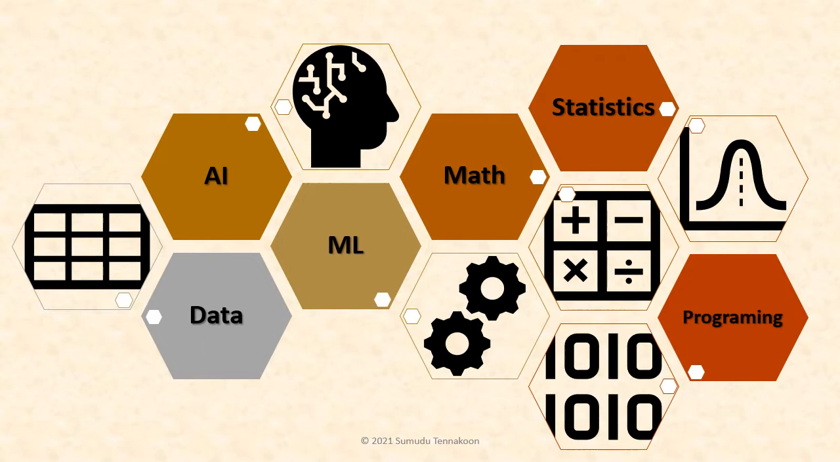Then we went through a couple of examples: one is building a classification model and the other is building a regression model. So those are the things we covered so far.